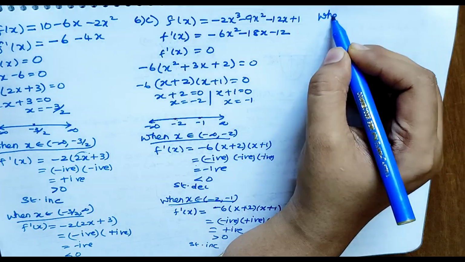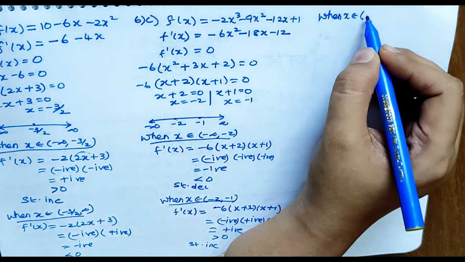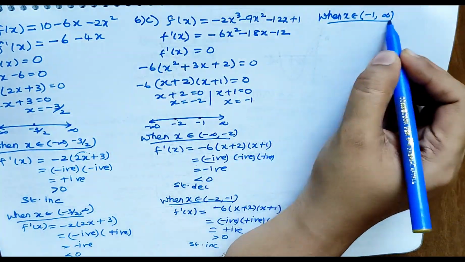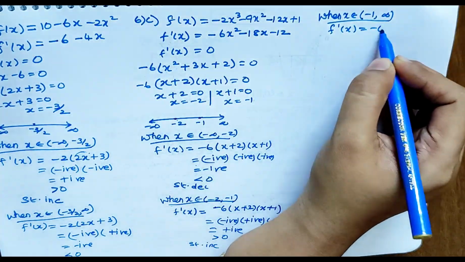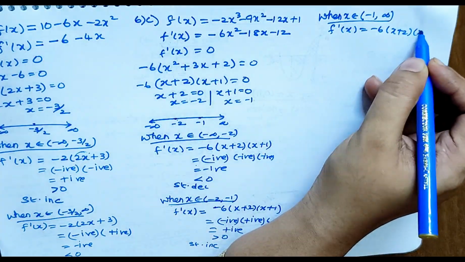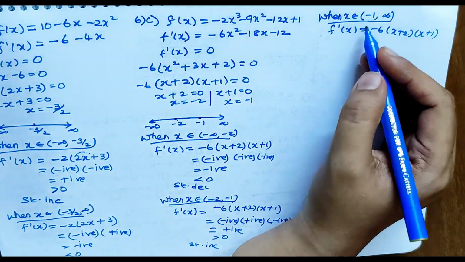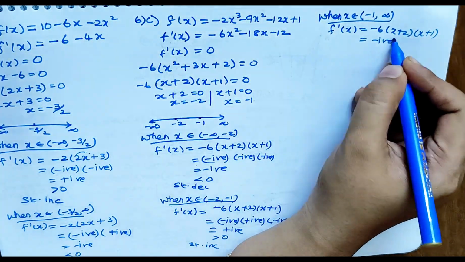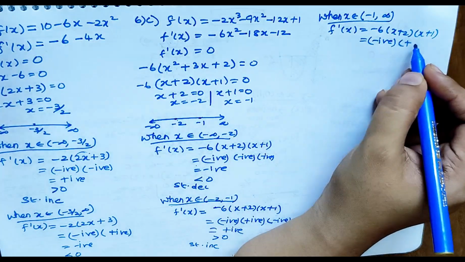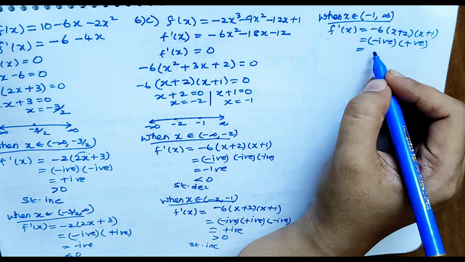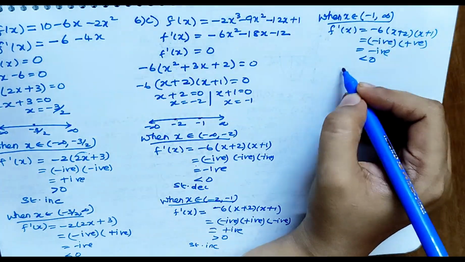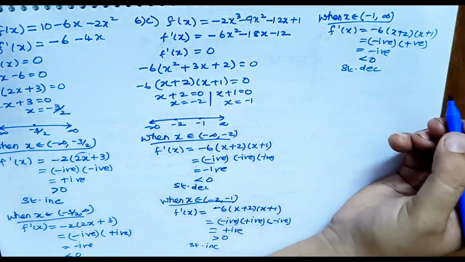When x belongs to the interval minus 1 comma infinity, the derivative is minus 6 into x plus 2 into x plus 1. All the x values are greater than minus 2 and minus 1, so both factors are positive numbers. Outside we have negative. Both are positive, positive into positive, positive. Negative into positive, negative. This is less than 0. The function is strictly decreasing.